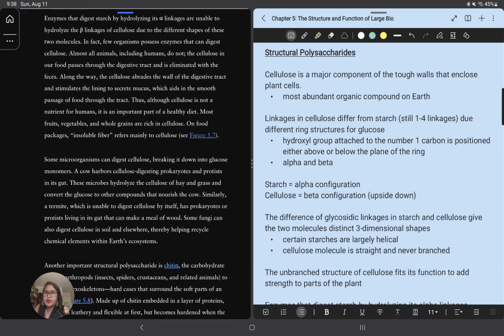Enzymes that digest starch by hydrolyzing its alpha linkages are unable to hydrolyze the beta linkages of cellulose due to the different shapes of these two molecules. In fact, few organisms possess enzymes that can digest cellulose. Almost all animals, including humans, do not.